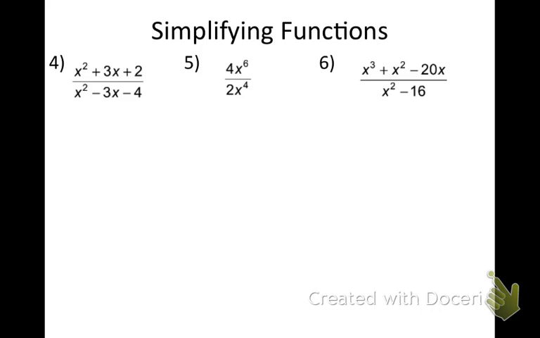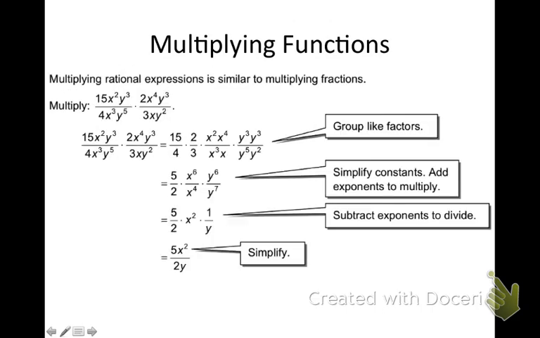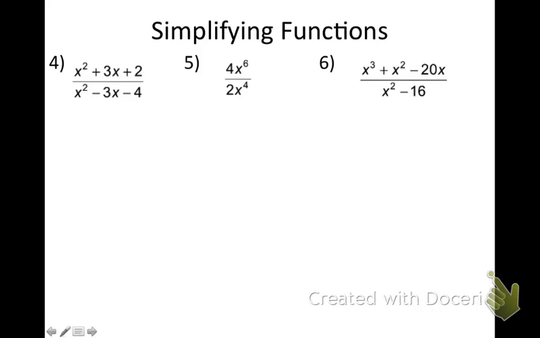So I need to factor the numerator and the denominator. I need to find two numbers that are going to multiply to get C and add to get B. So what are two numbers that multiply to get 2, add to get 3? The numbers are 2 and 1. So I get x plus 2 and x plus 1.